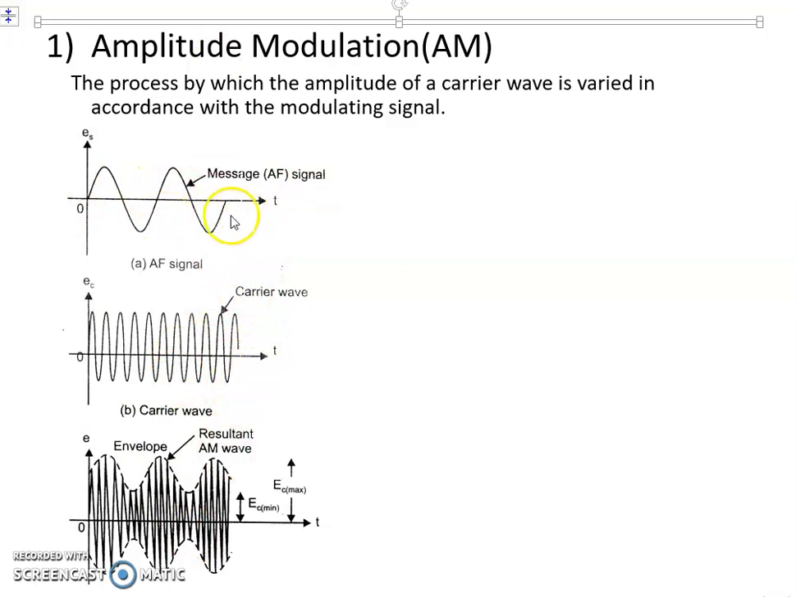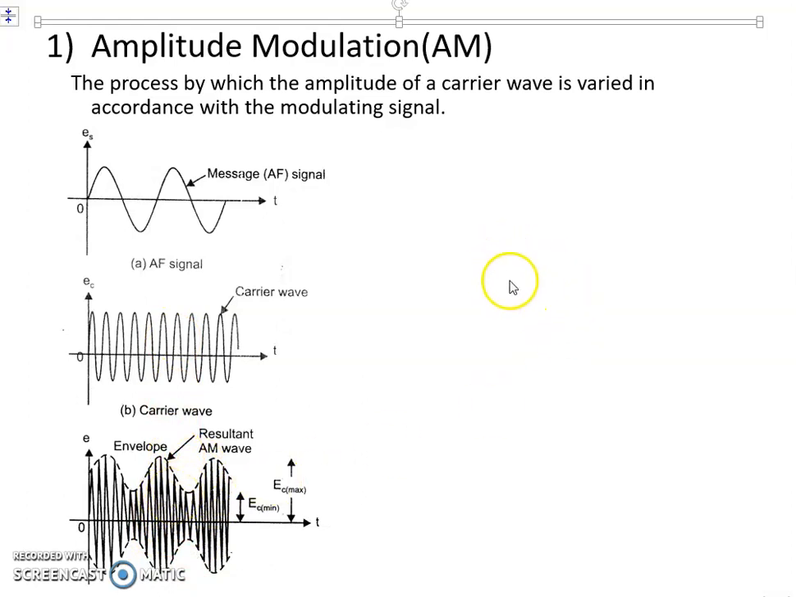So this is the AF signal which is to be transmitted. For the sake of simplicity, this AF signal has been assumed sinusoidal. And this is the carrier wave, the wave by which it is desired to transmit the AF signal. And this is the resultant wave, which is called the modulated wave.